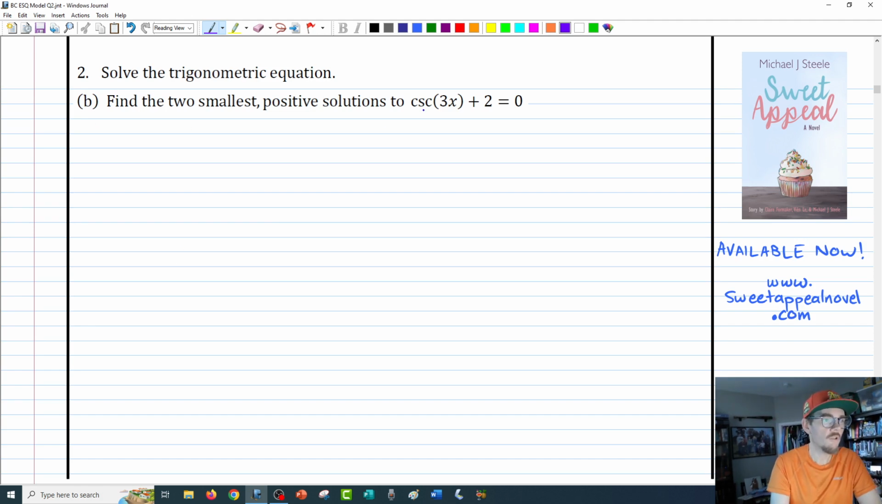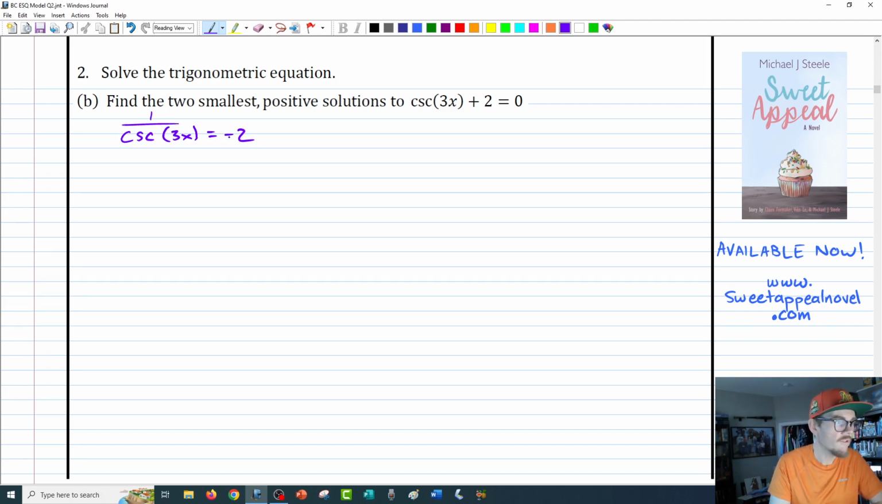So in looking at this particular question, there's a couple things thrown at you. First of all, we have 3x in the argument. That's why we're talking about the two smallest positive solutions rather than just solving it. Second, we have cosecant, so we have a reciprocal function. So I'm going to do two different moves here to get us into position. The first thing I'm going to do is move the positive 2 to the other side and make it negative 2. And then second, I'm going to take the reciprocal of both sides.